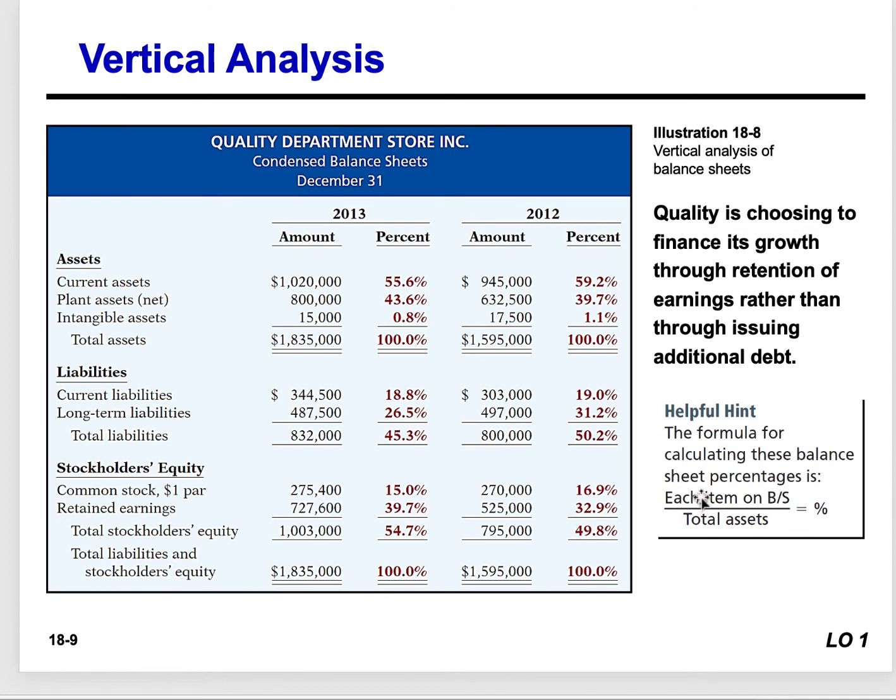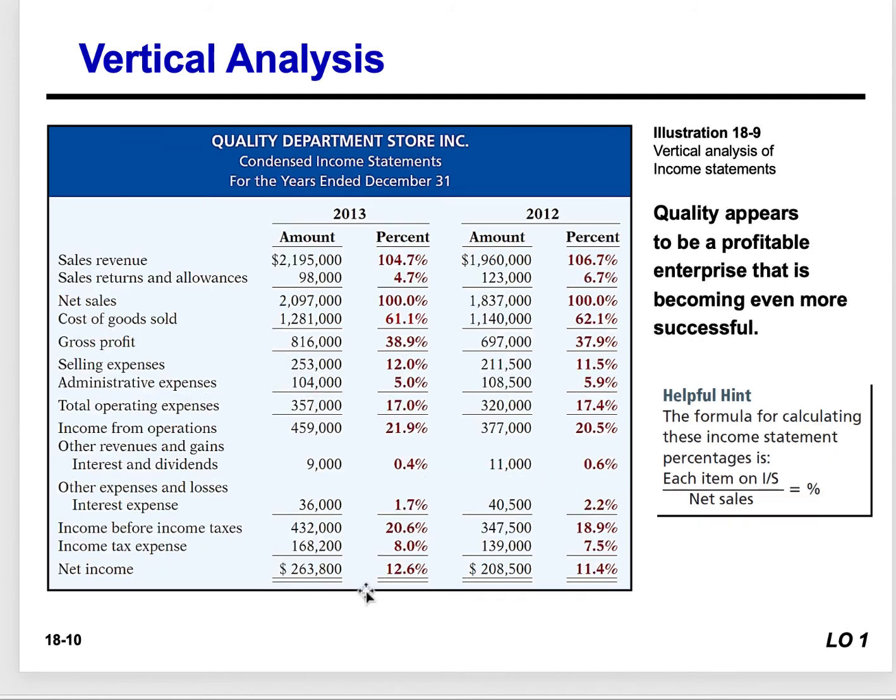If I were you, I would put this in my notes because this is a really helpful hint. There's a formula for calculating the balance sheet percentages. It's each item on the balance sheet, so we'll take current assets divided by total assets. Same thing with long-term liabilities. That's an item on the balance sheet, and we're going to divide it by our total assets.